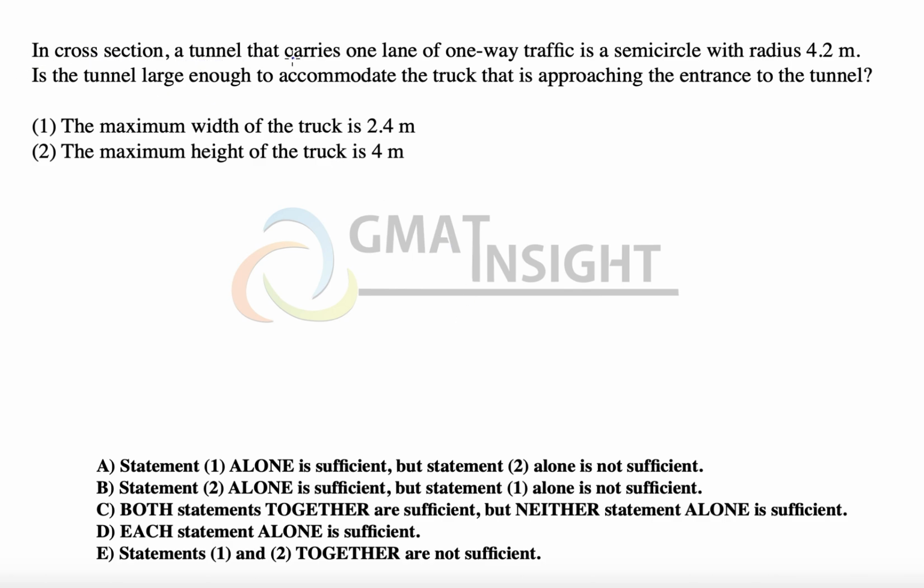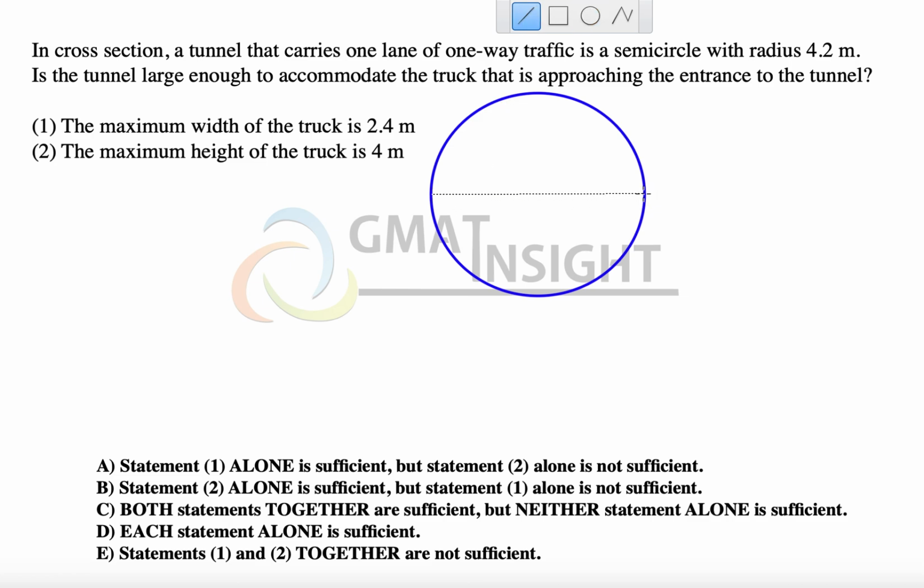In cross section, a tunnel that carries one lane of one-way traffic is a semicircle with a radius of 4.2. So let's quickly draw a semicircle of radius 4.2 first. In geometry questions, I always encourage drawing the figure because the figure gives us a really good understanding of the question. So here we have a circle. Now we have drawn a semicircle here. Now I'm going to just erase the rest of the circle so that it becomes exactly a semicircle.